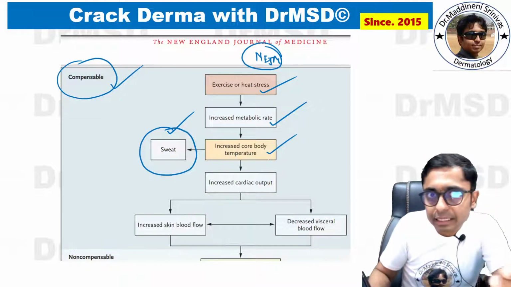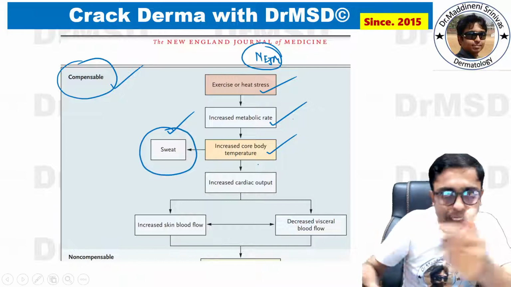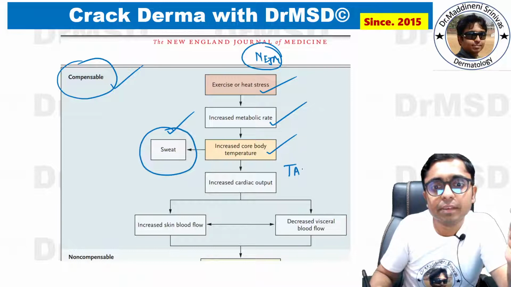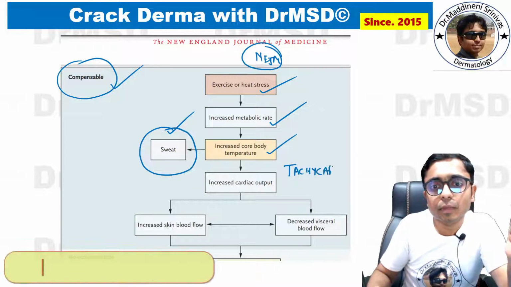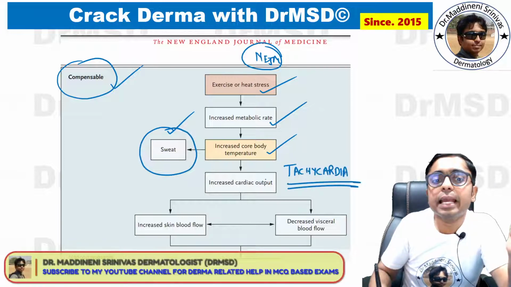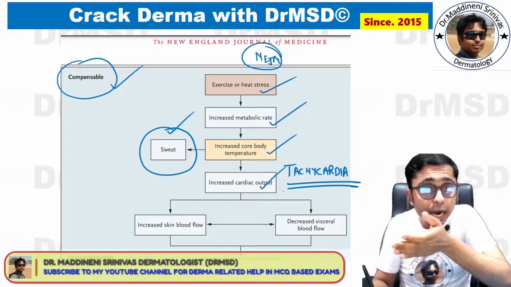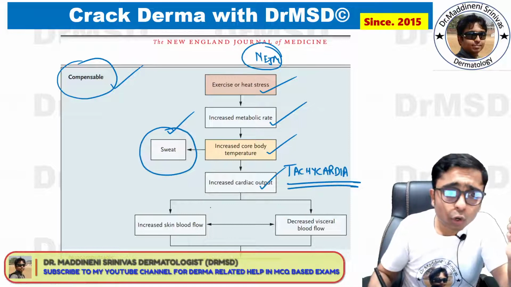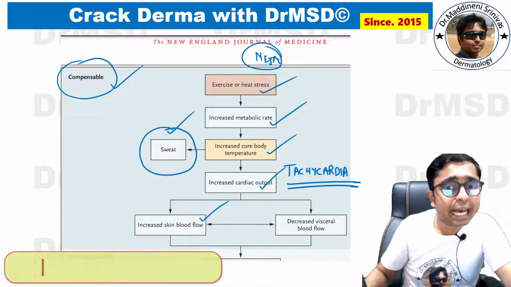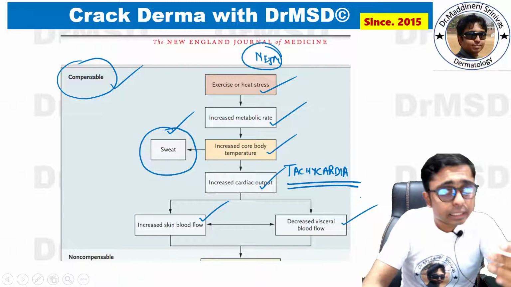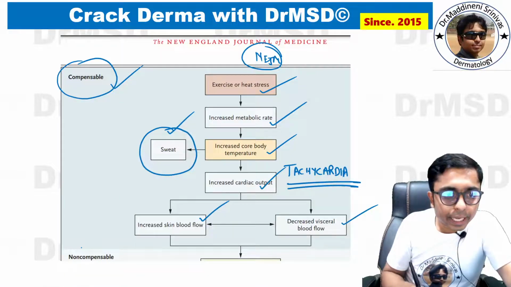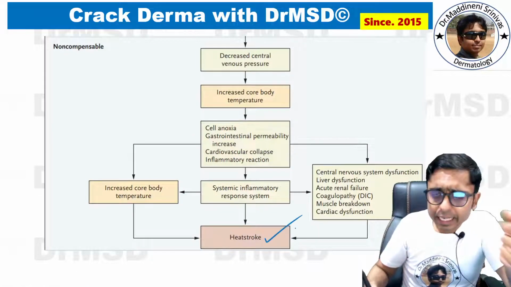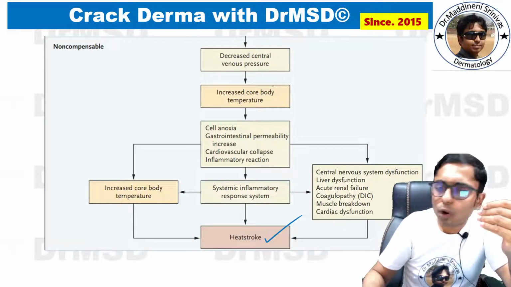But as this progresses, there is going to be increased heart rate, that is, tachycardia will be there, and thereby there is going to be increased cardiac output, and thereby a redistribution of the blood flow more towards the skin rather than the viscera. Now the next step is going to take place, which is the non-compensable phase, whereby ultimately it is going to land up in heat stroke. But in between, what steps are we going to have?